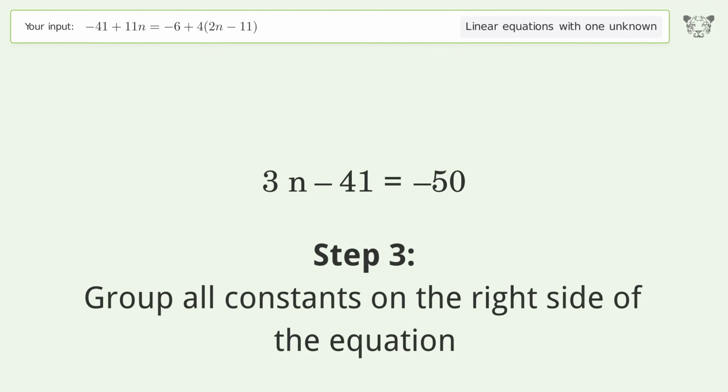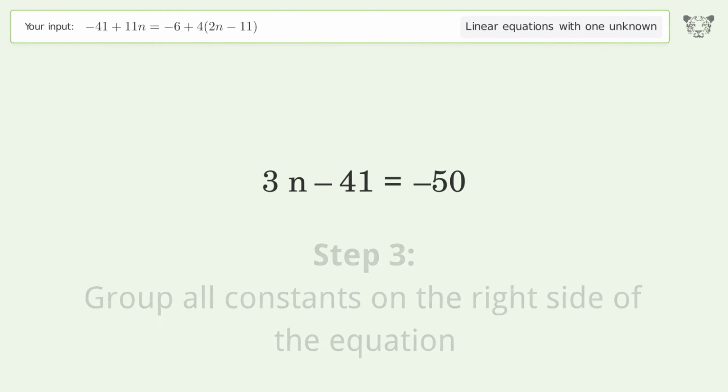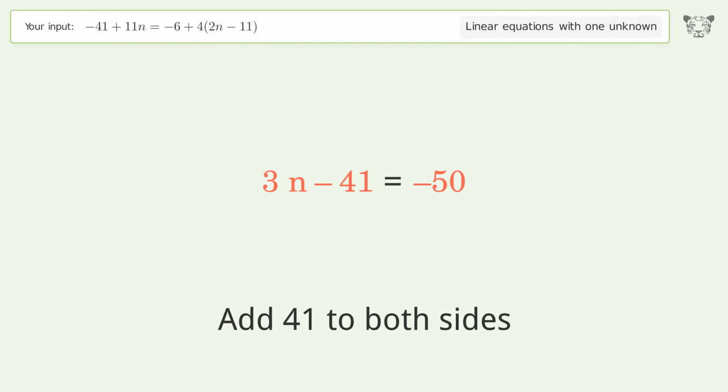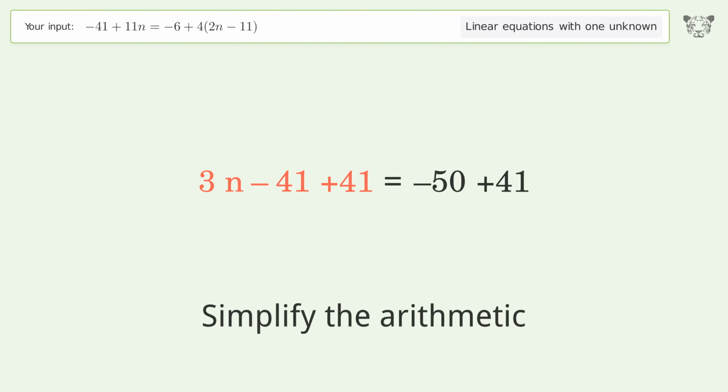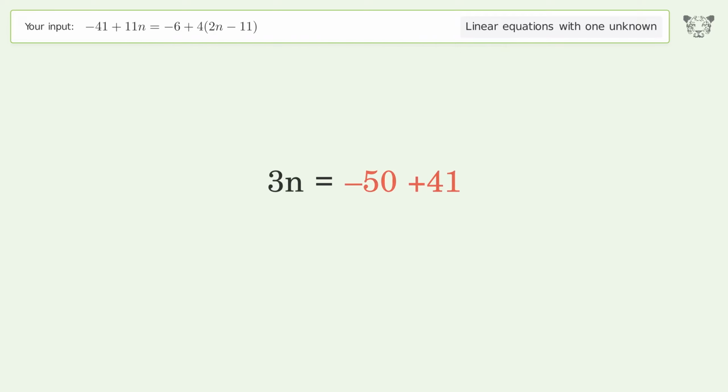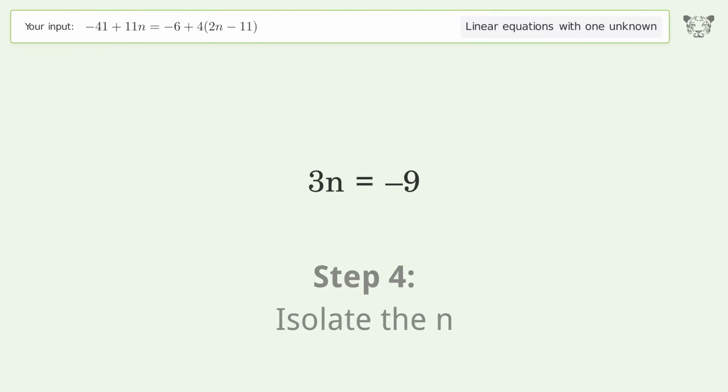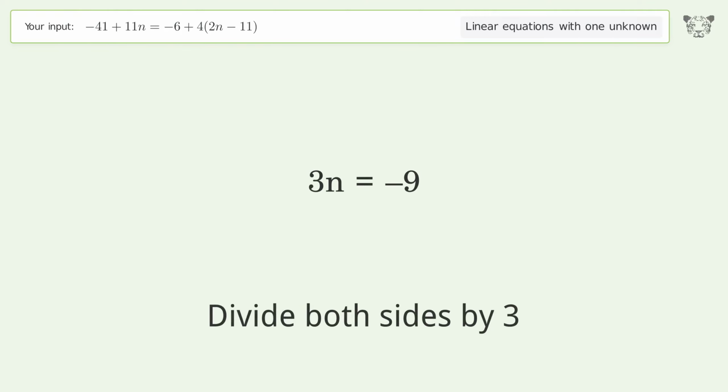Group all constants on the right side of the equation. Add 41 to both sides. Simplify the arithmetic. Isolate the n. Divide both sides by 3.